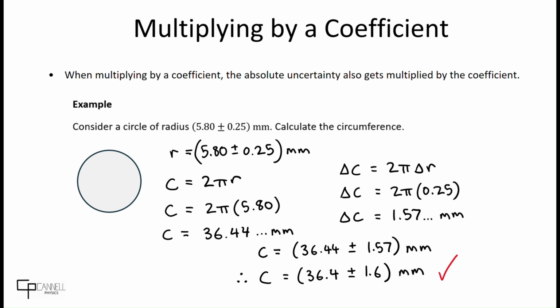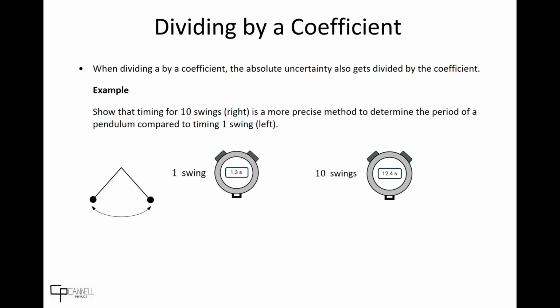And that's the answer. So what about dividing by a coefficient? Well, it's very similar to multiplying. When dividing by a coefficient, the absolute uncertainty also gets divided by the coefficient. So in this example, we're going to contrast two different ways to measure the period of a pendulum. We discussed this in a previous video, but just a reminder, the period of a pendulum is simply the time it takes for the pendulum to complete one swing, and that is a there and back to the original position swing.